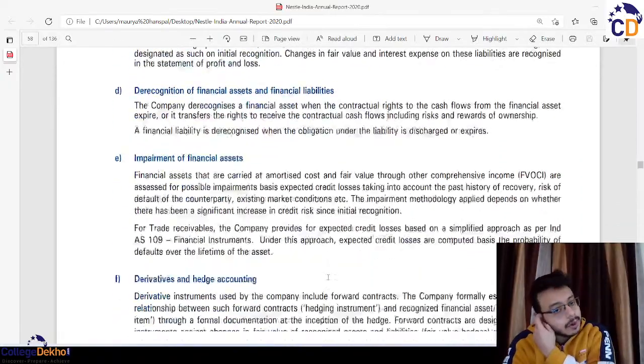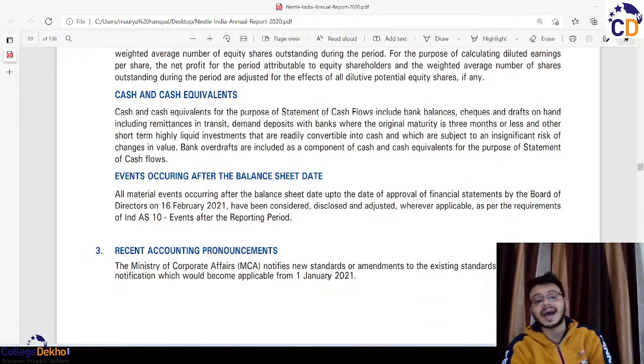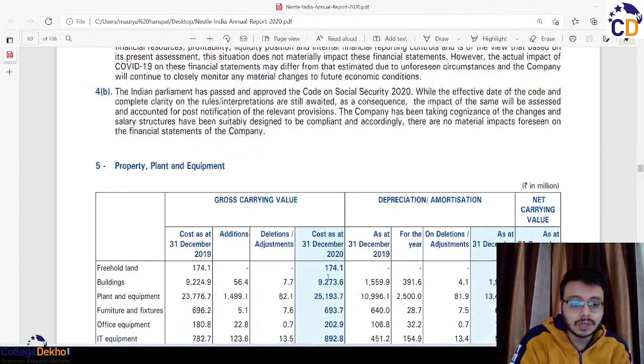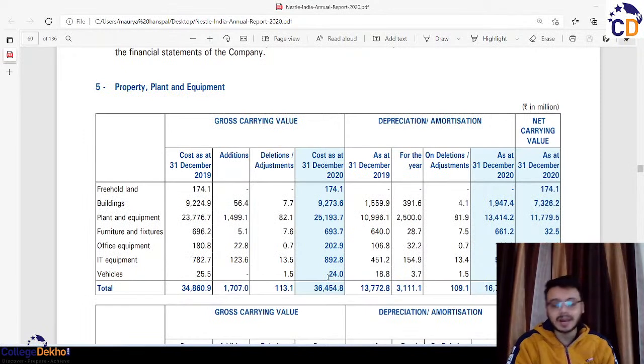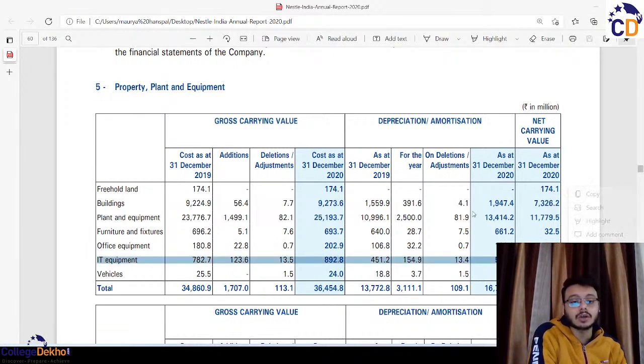We were talking about impairment of assets, derivatives, earning per share, cash and cash equivalents. All this we talked about, and we stopped here at the property, plant, and equipment. If you want to know how much property, plant, and equipment the company owns and at what price the company purchased it, that is basically the gross value. The gross value is nothing but the price at which they purchased the property, plant, and equipment.